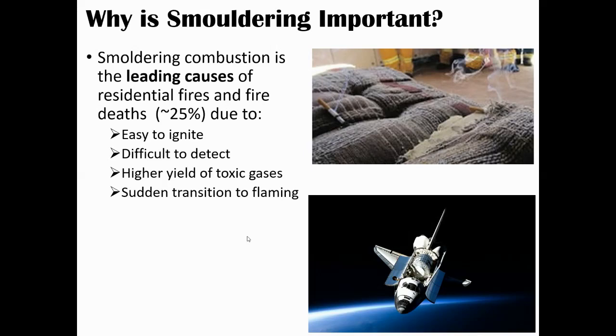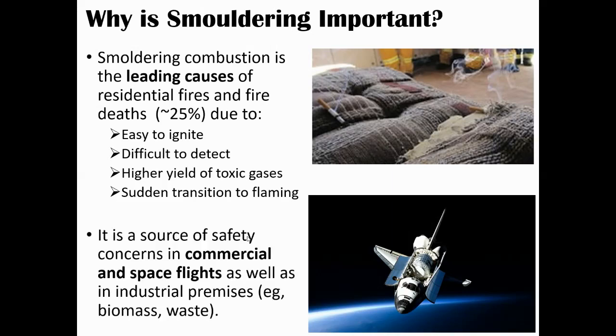And if that were not enough, smoldering can suddenly transition to flaming fire, which is much more destructive, and with already a large size. So instead of starting a flaming fire from a small flame, it would be a flaming fire that starts from a large area that has been smoldering.